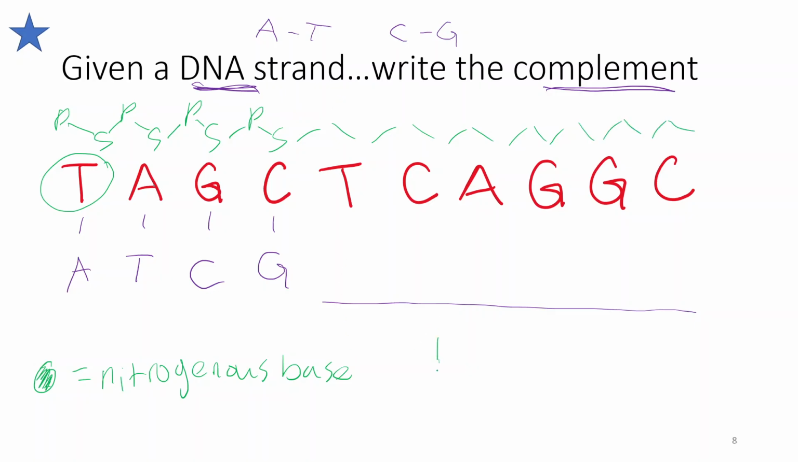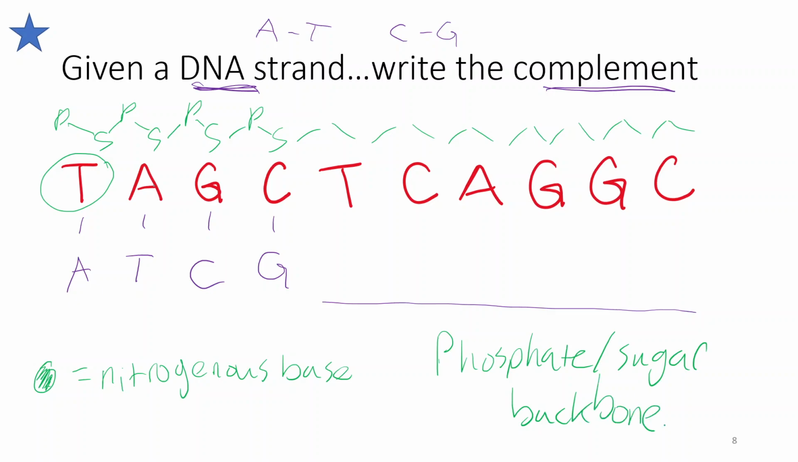Okay, so we have a phosphate sugar backbone, and that supports our complementary base pairs. And it's along this side too, right? So this is how we end up with our double helix shape, is the combination of base pairs and our phosphate sugar backbones.